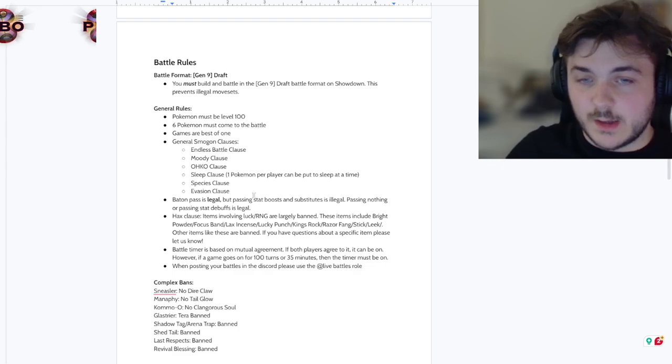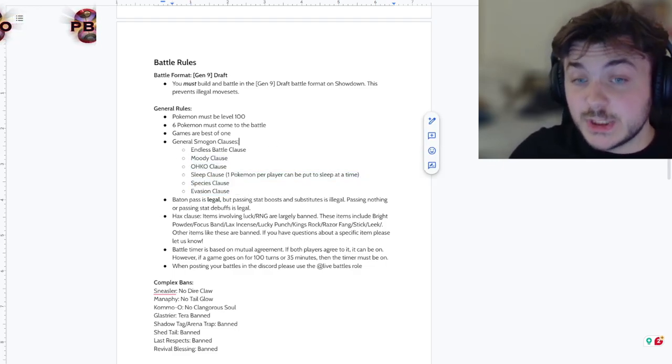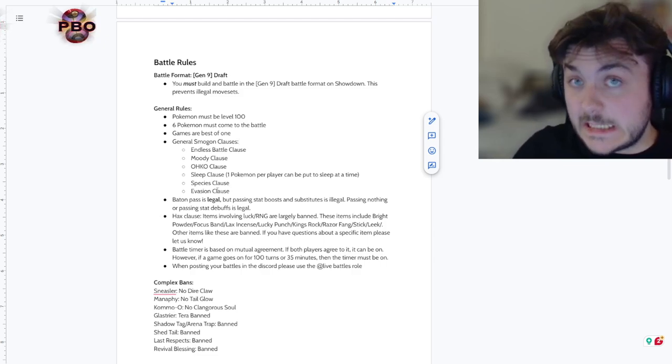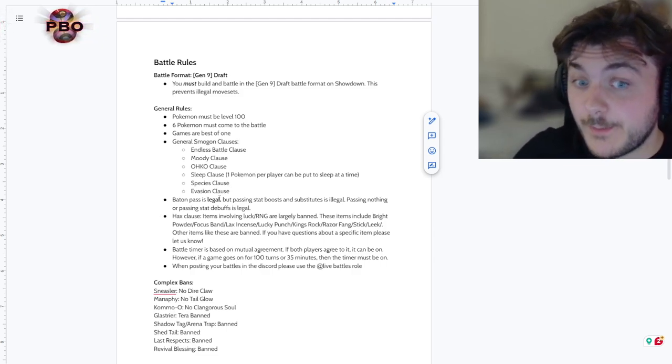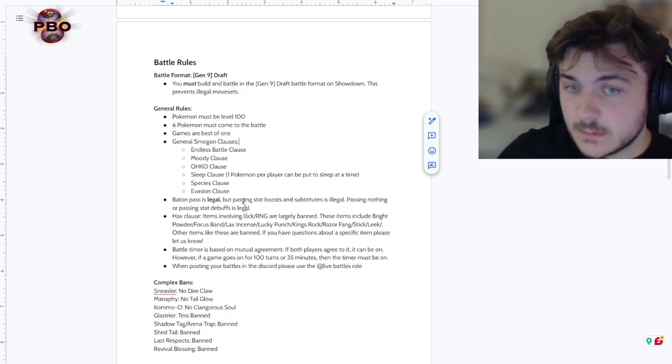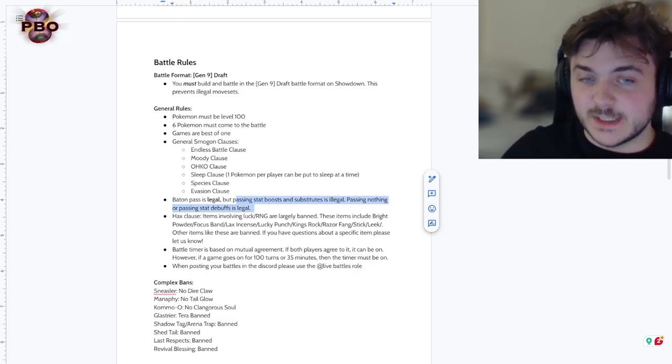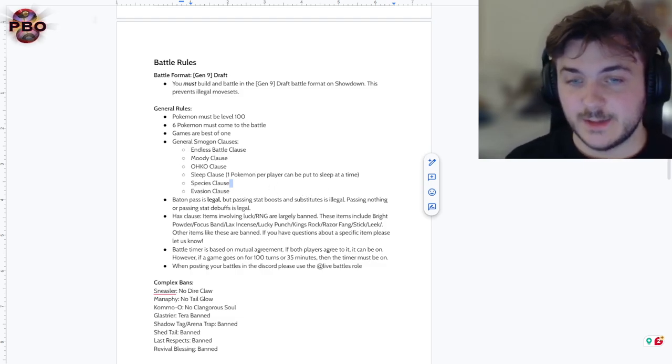General Smogon clauses. If you don't know them, look them up. We should link them. The Taunt Pass is legal, but only dry passing. Kind of. Passing stat boosts and sub boosts are illegal. Passing nothing or passing stat debuffs is legal.